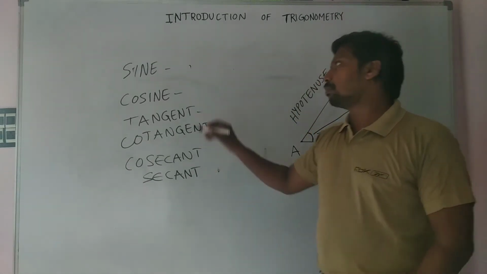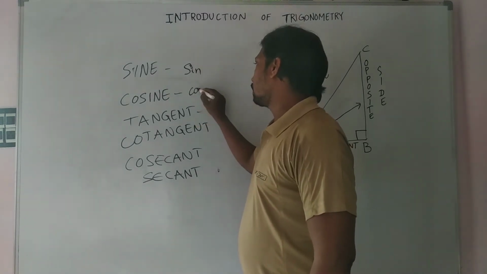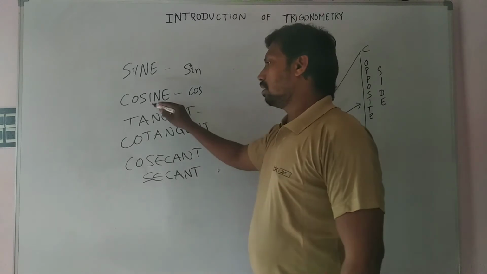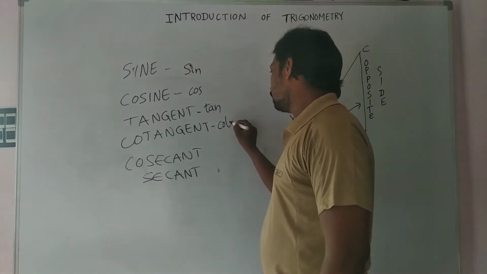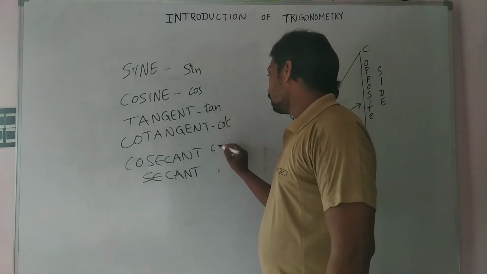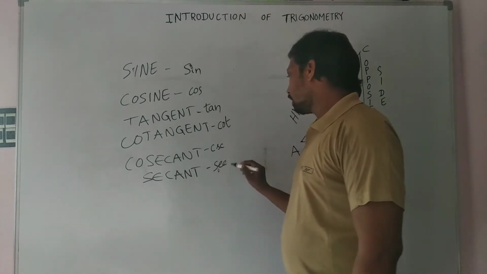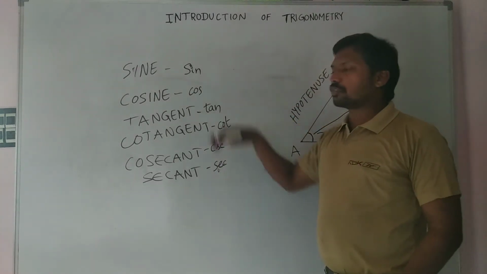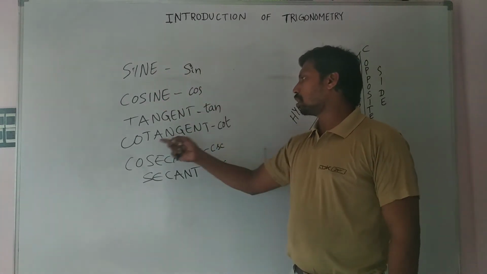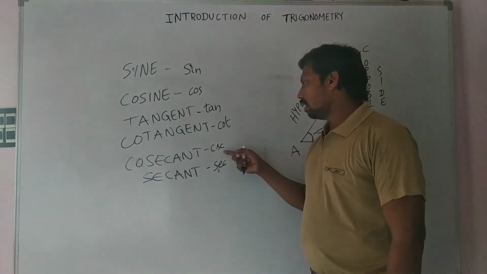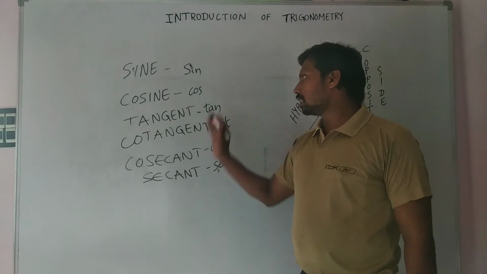The short forms are: sine is sin, cosine is cos, tangent is tan, cotangent is cot, cosecant is cosec or csc, and secant is sec. So these are the short forms.